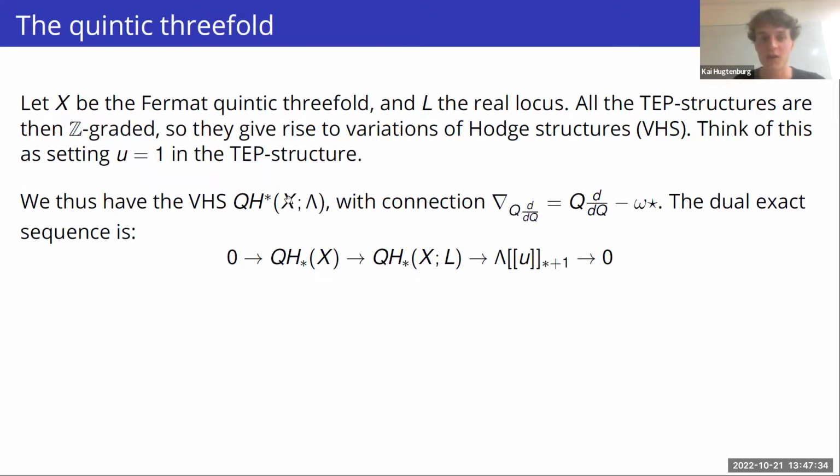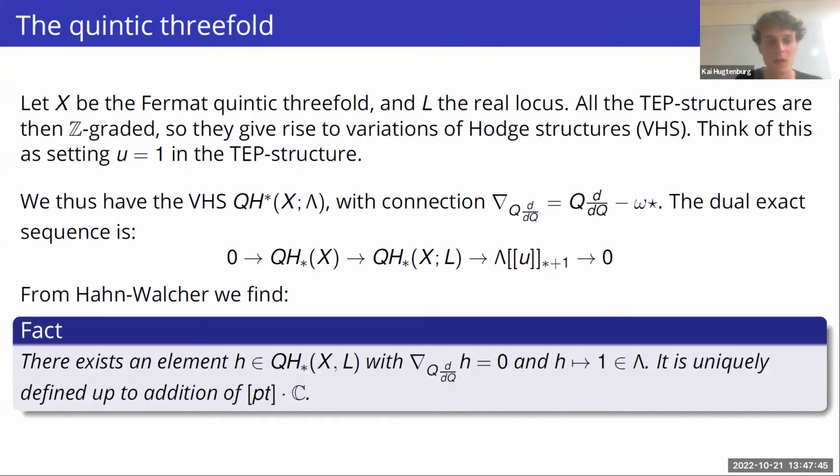the connection on quantum cohomology is just given by Q ∇_Q, quantum cup product with omega. And we have dualized the exact sequence to get this. And what Han and Walker show is that there exists a unique element in this relative quantum homology, some VHS, which is flat for this extended connection, and lifts the element 1 coming from the Novikov field. And moreover, it is uniquely defined up to addition of a constant multiple of the point class coming from here.